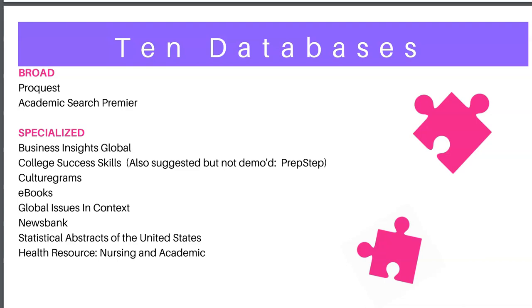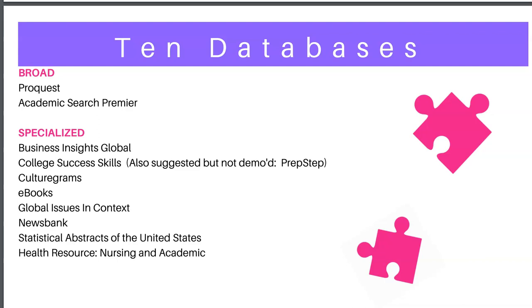Statistical Abstracts of the United States, those are primary sources, all data. Health Resource, Nursing and Academic, that's very specialized, but I will make sure you guys realize we have things on a professional level. Now, let's go. It's going to be quite the ride. Remember, if you don't understand anything here, reach out to me. We can meet on Zoom, do this one-on-one, and I'll help you through your assignments.